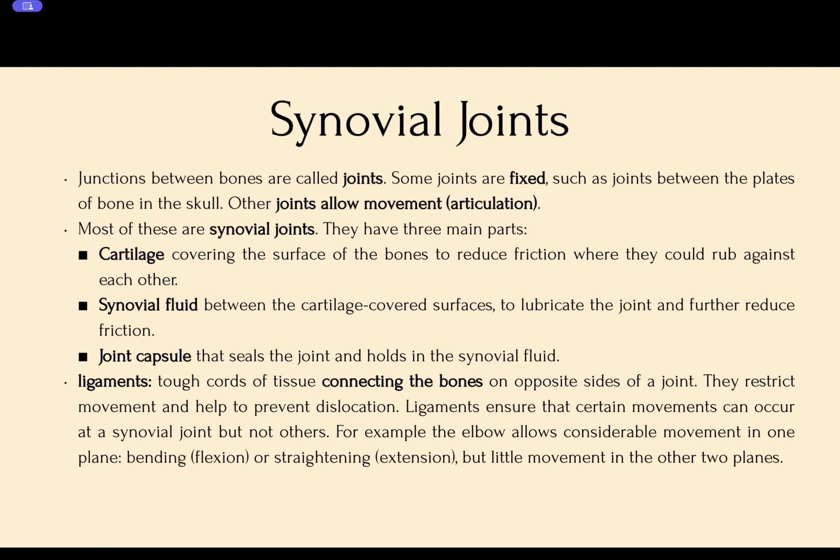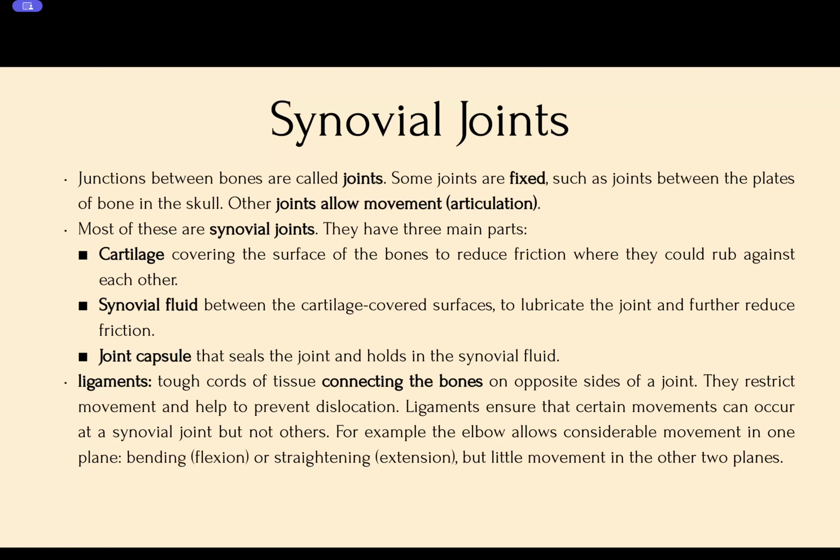So we need to know what ligaments are and what tendons are. Ligaments connect the bones on opposite sides of a joint. So ligaments are bone to bone, and tendons are bone to muscle or muscle to muscle usually. Tough cords of tissue that connect the bones on opposite sides of a joint are known as ligaments. They restrict our movement and help to prevent dislocation.